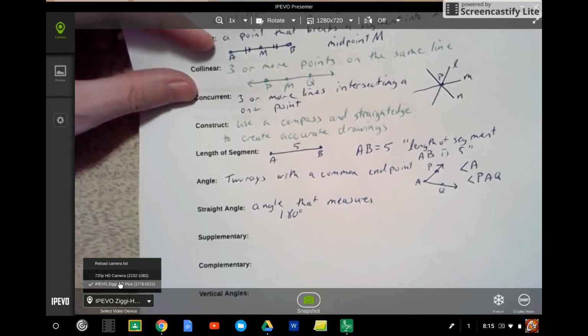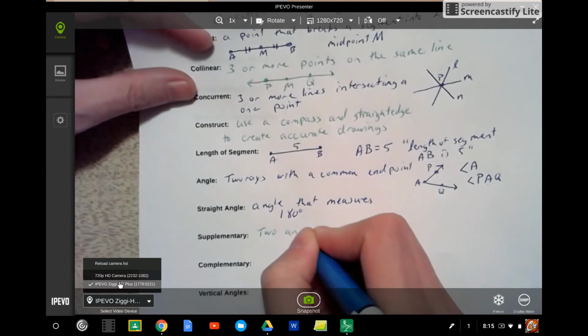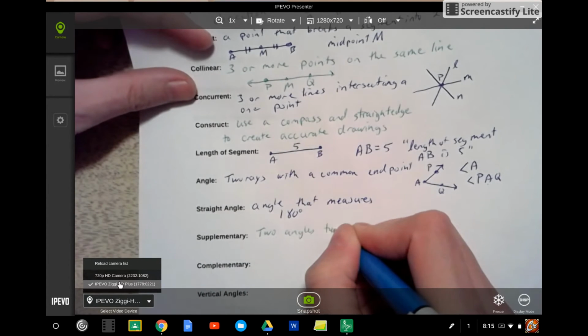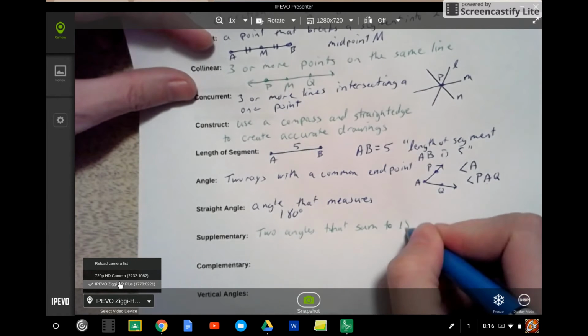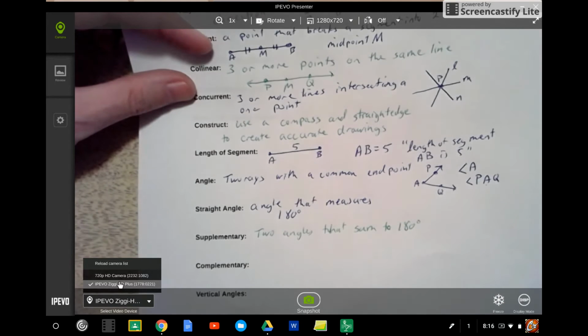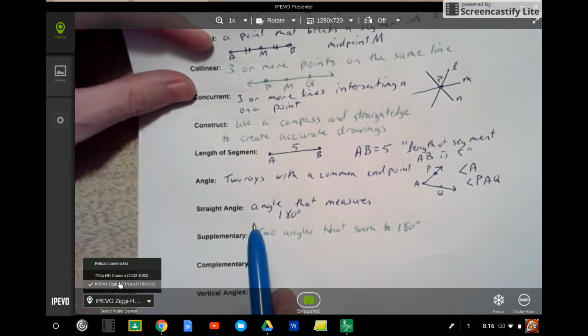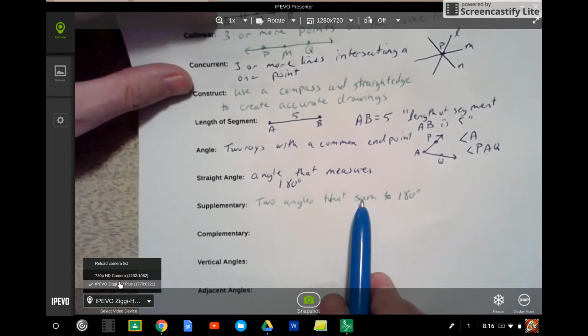Yes, a line is 180 degrees, but the line is not 180. The angle that makes the line is 180 degrees. Supplementary: two angles that sum to 180. And the sum is very important there. Don't just tell me it's two angles that are 180. Or don't tell me supplementary is 180, because a straight angle is 180. Supplementary are two angles that sum to 180.